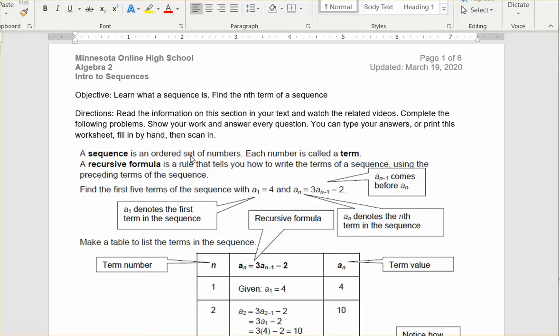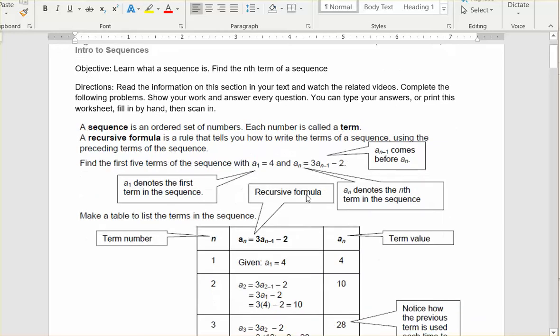So a sequence is just an ordered set of numbers. Every number is called a term. And the first term is called a sub 1. You pronounce that "a sub 1." And then we can write rules for sequences. So we can write rules two ways.